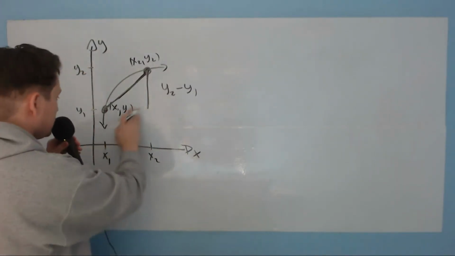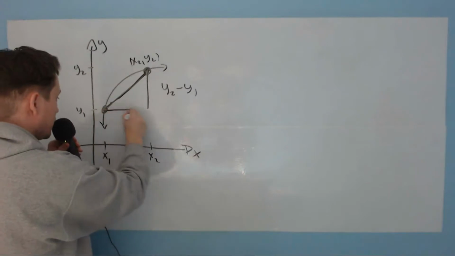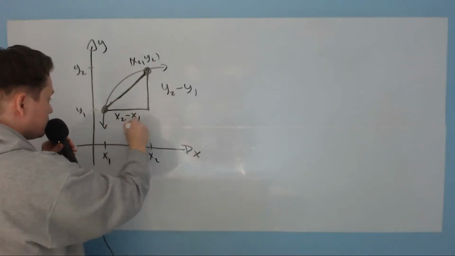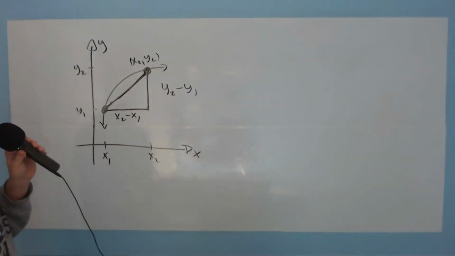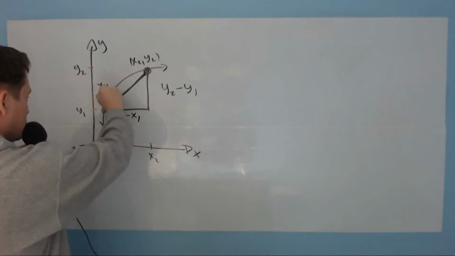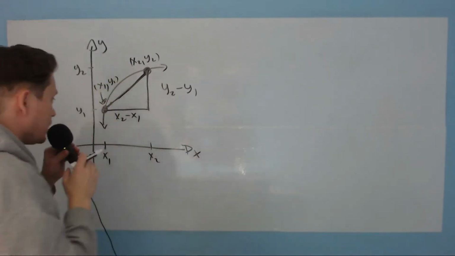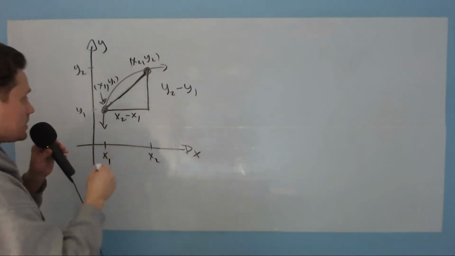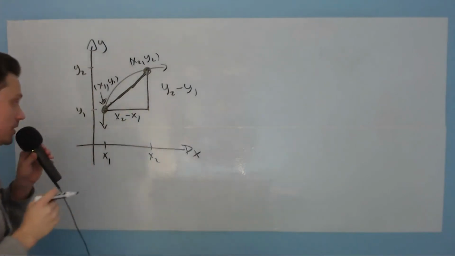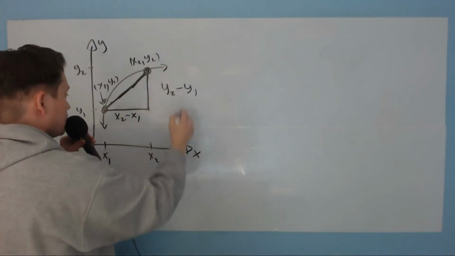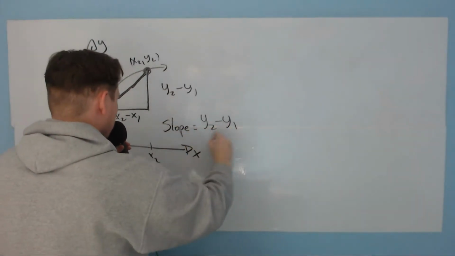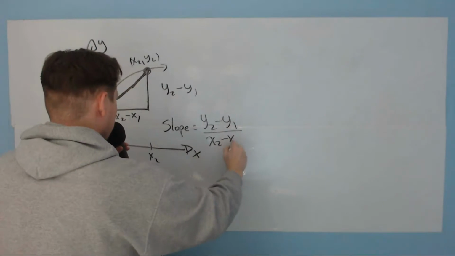And then, let me move the label here. That right there would be x2 minus x1, and that would be the horizontal change. Remember, this point here would be called x1, y1. So to find the slope of this line right here that I'm tracing, you would basically write slope equals y2 minus y1 divided by x2 minus x1.